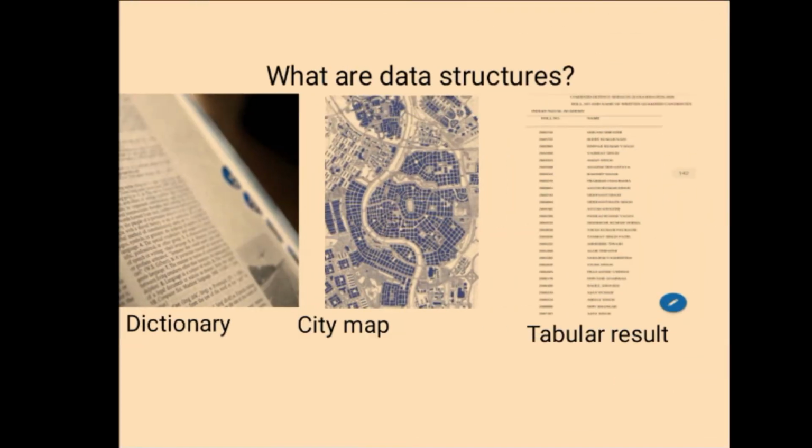Our first example is a dictionary. A dictionary is organized as a sorted list of words. What if the words were not sorted in the increasing alphabetical order? It would be very impractical and impossible to search a single word among millions of words.